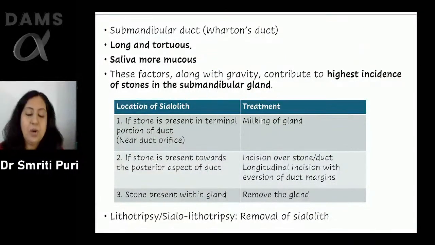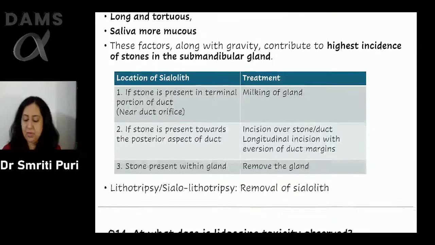Now coming on to a few important points. So submandibular duct is known as Wharton's duct. It is long and tortuous. Saliva is mucous, like I told you. These factors along with gravity contribute to the highest incidence of stones in submandibular gland.